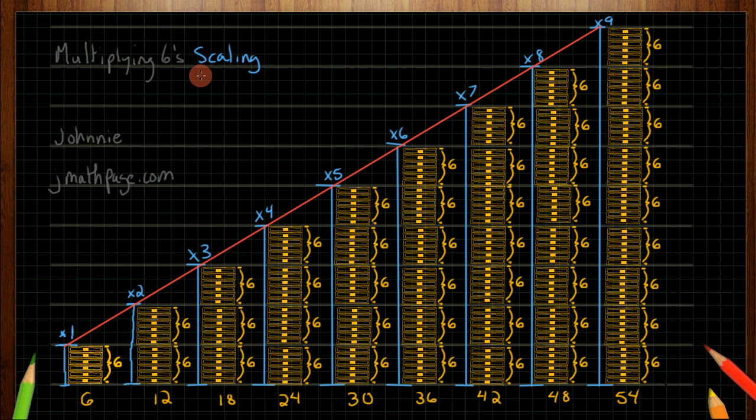And that's a special idea in scaling. And that helps us think about multiplication in a very interesting way. I hope this has been helpful to you.